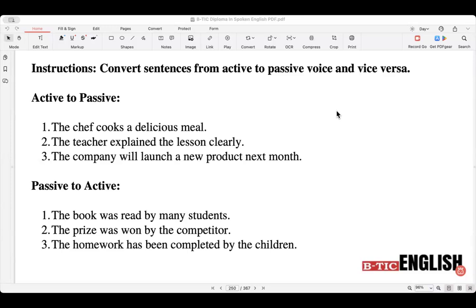Miss, I am finished. Okay. The first sentence. The chef cooks a delicious meal. A delicious meal cooked by the chef. Very good. So you just have to add is, okay? A delicious meal is cooked by the chef. Okay, I'll write it down.